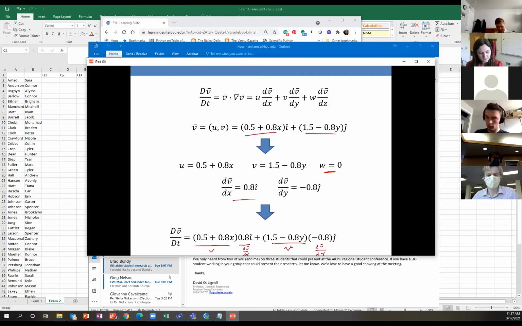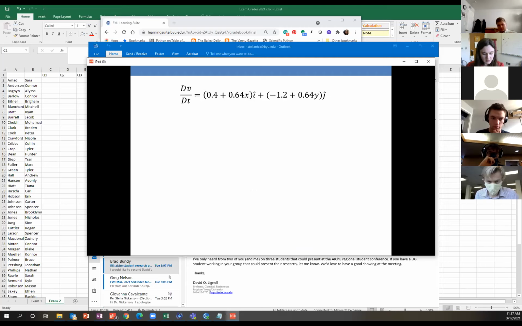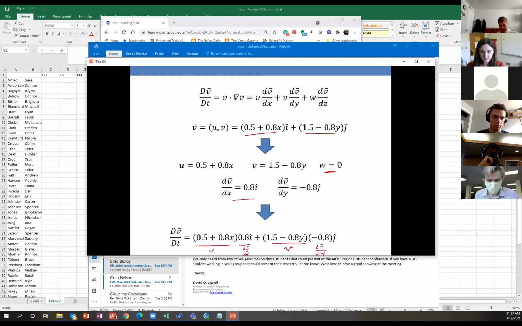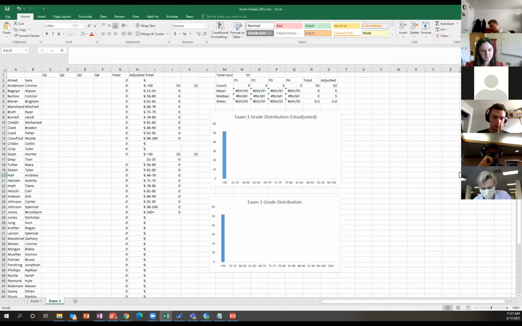Okay, so you multiply this across, you should get 0.4 plus 0.64x. Actually, give me a second. 0.8 times 0.8. Okay, all right. 0.4 plus 0.64x i plus negative 1.2 plus 0.64y j.